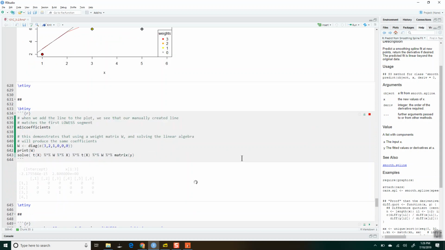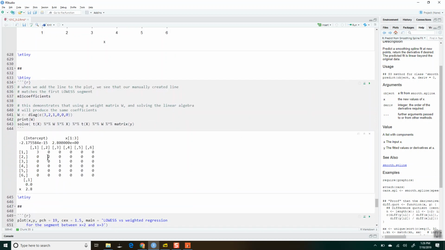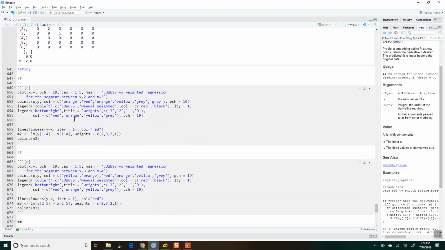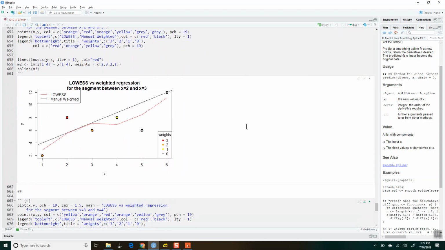And just to illustrate that indeed, if I fit the weight matrix to 3, 2, 1 here, I'm going to get the coefficient of 0 and 2.8. So this has an intercept of 0 and a slope of 2.8. And I can do this for the other points.